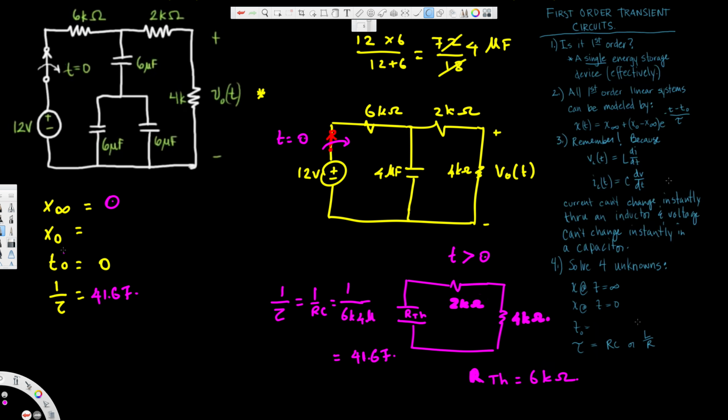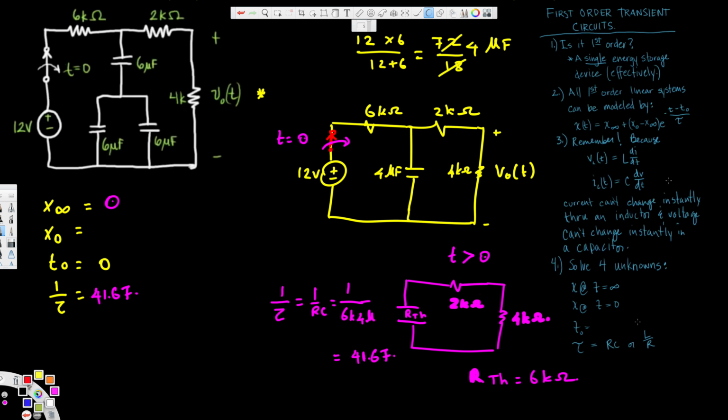Okay, now let's see what happened when the time is 0. What happened to the voltage when the time is 0? When the time is 0, we can find the voltage across this capacitance. It will be helpful to find out the voltage across this 4 kilo ohm resistance. So first let's go ahead and find the voltage across this capacitance.